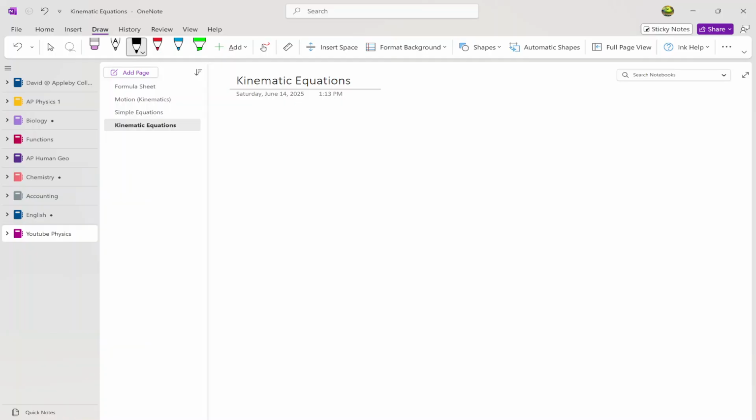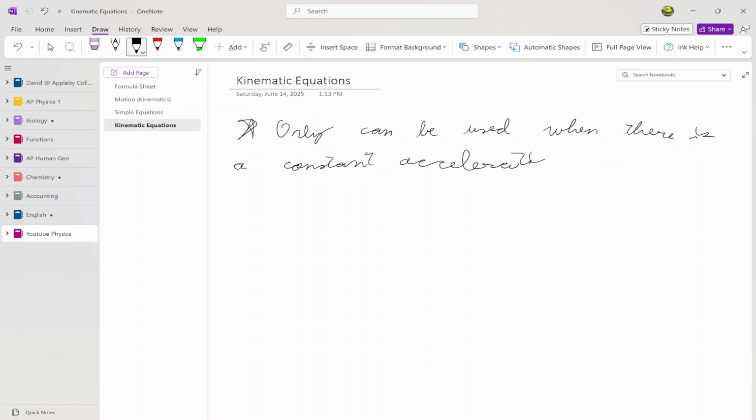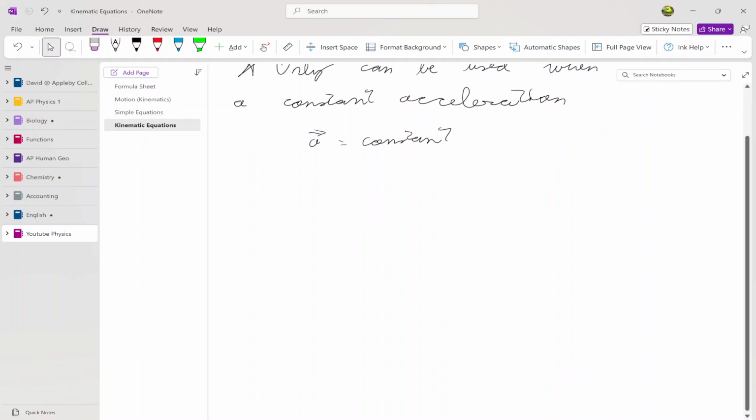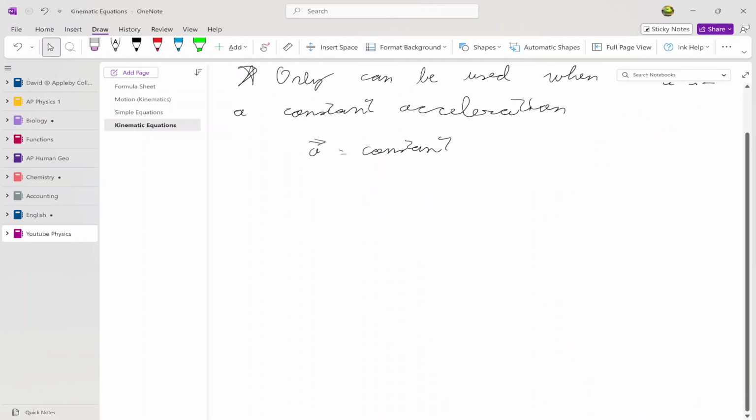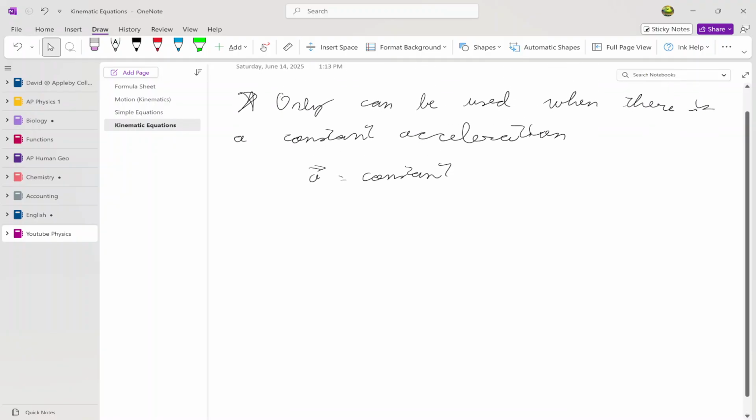So, an important aspect of the kinematic equations is that they can only be used when there's a constant acceleration. So A has to be constant to use these equations, right? Most of the time you'll deal with them, but sometimes you won't, and you'll have to try to break it down.